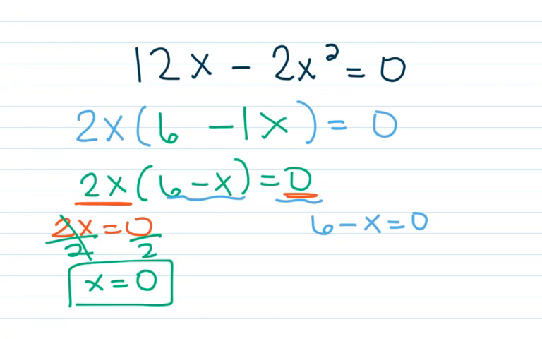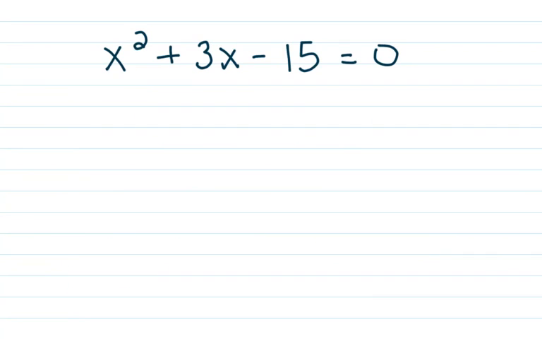On the other one, I encourage you to think of the one-step solution here. Instead of subtracting the 6, we could just add the x to make it positive. 6 equals 0 plus x would just be x, so we'd get x equals 6 that way. Okay. And one more for good measure, back to a trinomial.